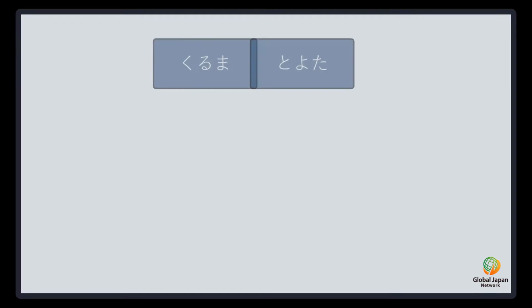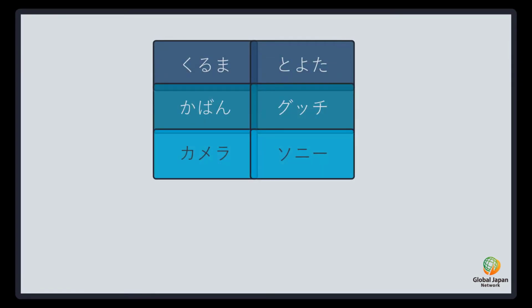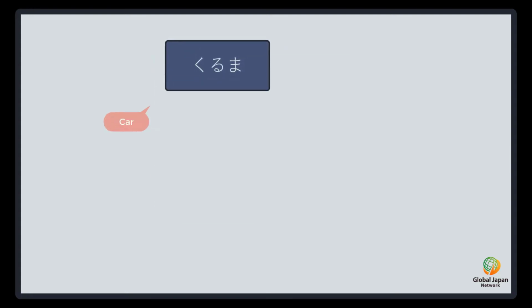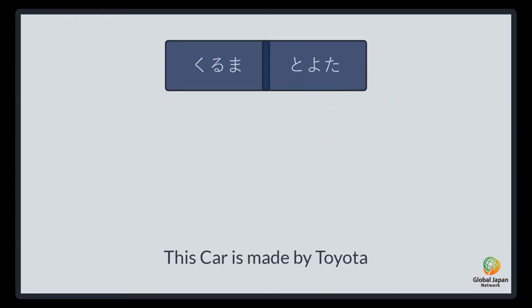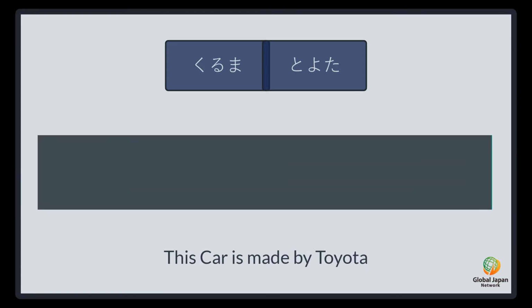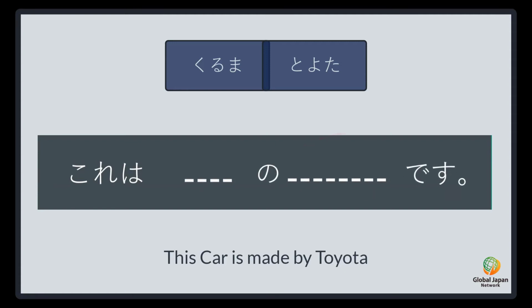N1 no N2, where N2 being the product, N1 explains the company that made this product. So I have taken out 3 examples of products and the corresponding companies which have made the product. Let's try framing out sentences for these 3 illustrations. The first product, kuruma, which means car. And the company manufacturing this car is Toyota. This car is made by Toyota. Framing out the sentence, Kore wa dash no dash desu. This N2 should be the product and the product here is kuruma. Toyota no kuruma desu. Kore wa Toyota no kuruma desu.